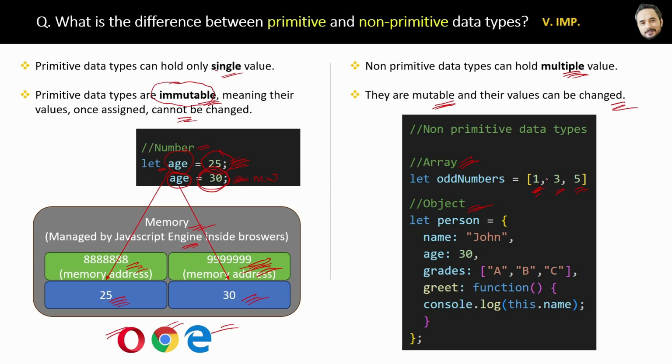So if you modify this 3 to 4 in the same array, then it can be done in the same memory at the same location or at the same address. Great. Now let's conclude the differences between them.